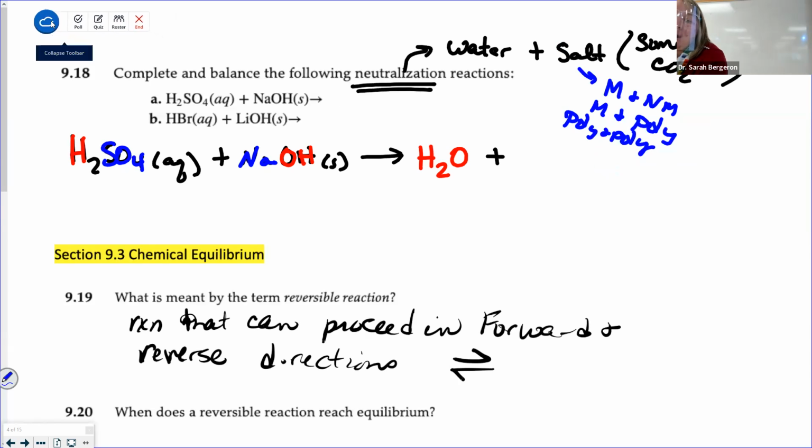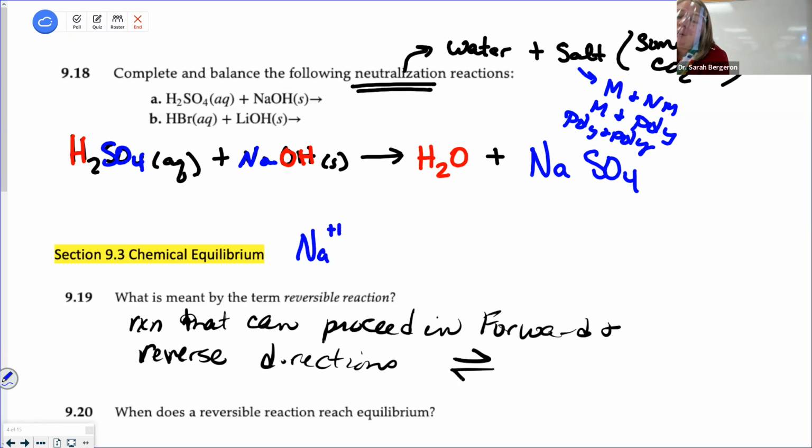Is it Na or SO4? Na. And then I have my SO4, but is that the right formula? Well, if I go to my periodic table, what's the charge on Na? +1. Now go to your polyatomic ion table and find SO4. What's the charge on SO4?